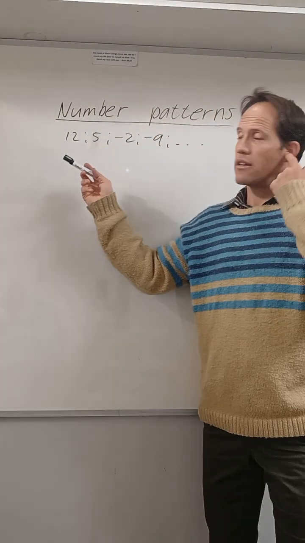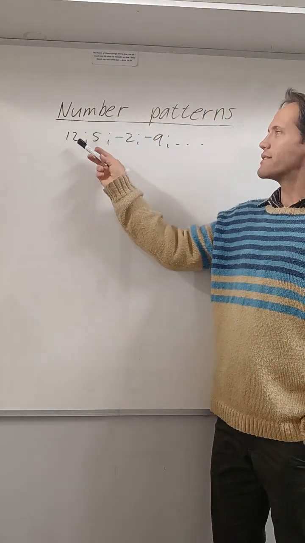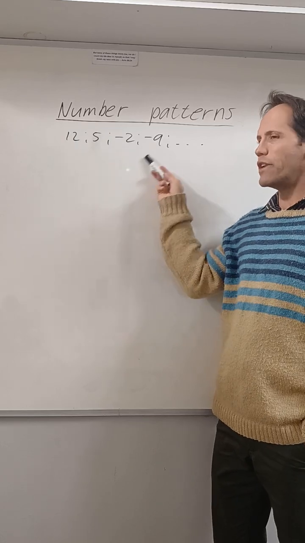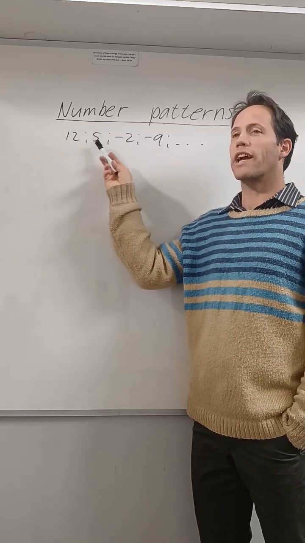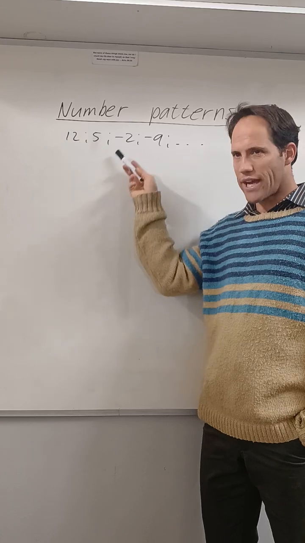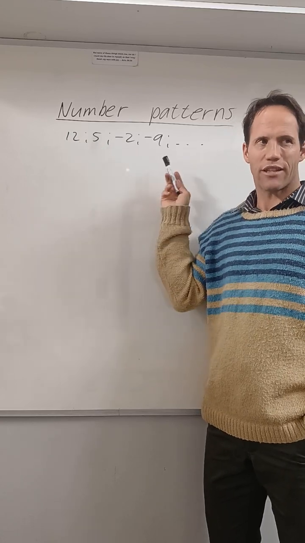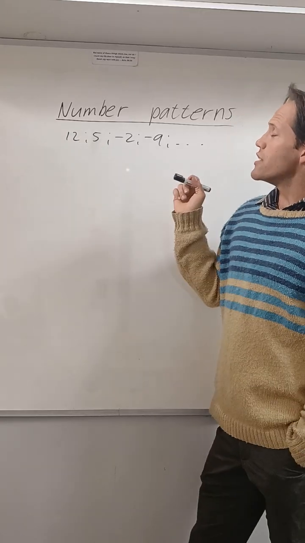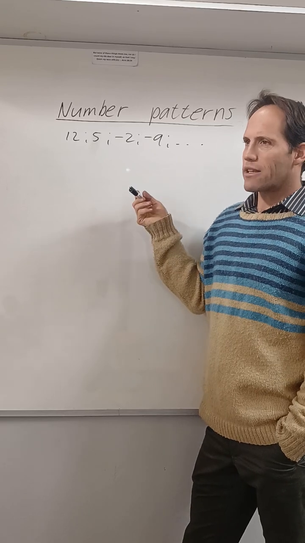Okay, so let's look at this one now. Now this number pattern is going down. It's getting less. 12, 5, negative 2, negative 9. So obviously if the values are getting less, I'm subtracting. I'm not adding something, I'm subtracting something. So the first thing you do is you try to figure out what am I subtracting.